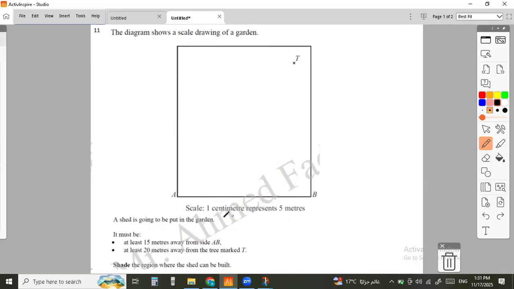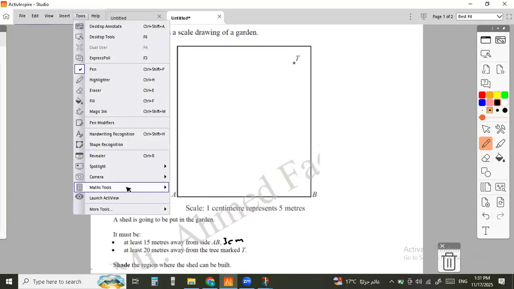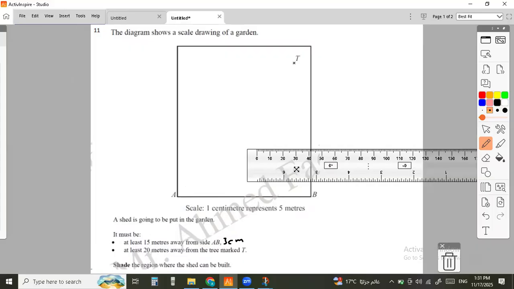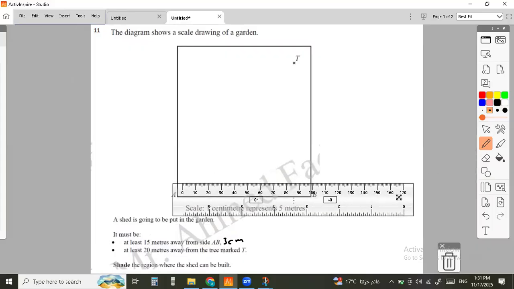But I have that 1 centimeter is 5 meters. So I need 3 centimeters. 3 centimeters away from side AB will represent 15 meters. Then they told me 1 centimeter is 5 meters, so 3 centimeters is 15 meters. So I want to be away from side AB, but how far away? 3 centimeters away. So I need to get my ruler and go up 3 centimeters.